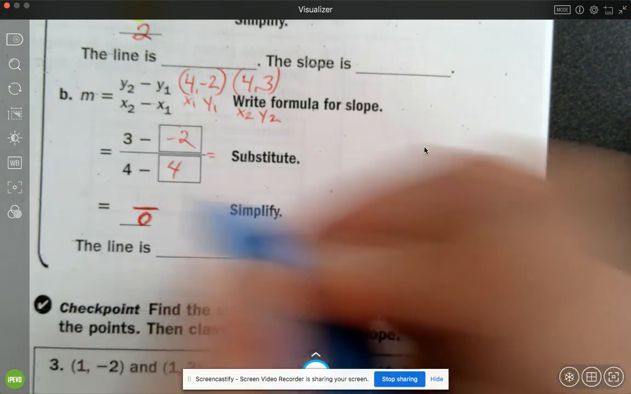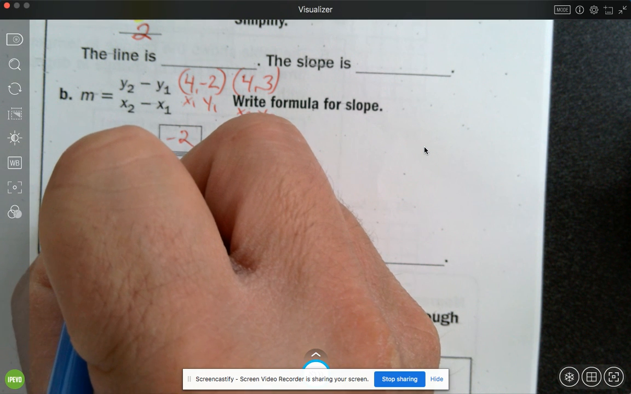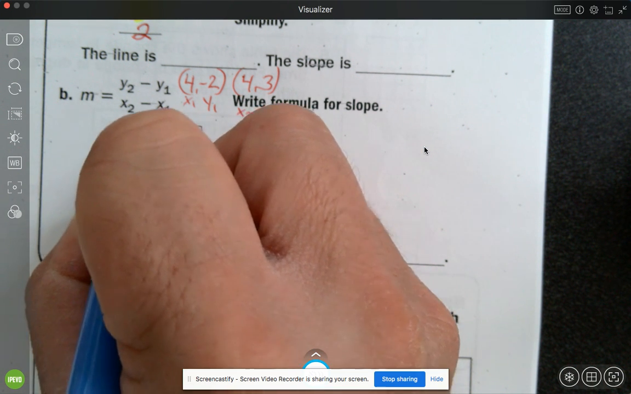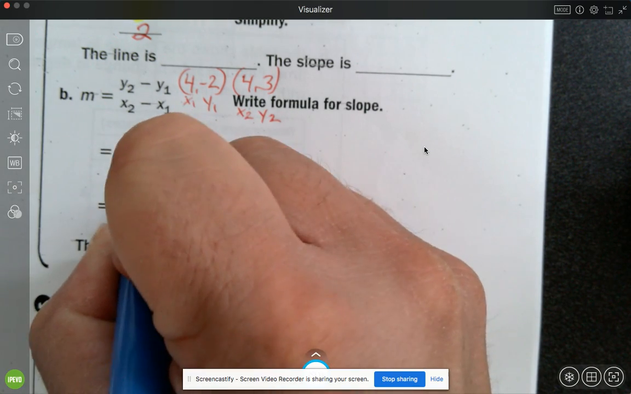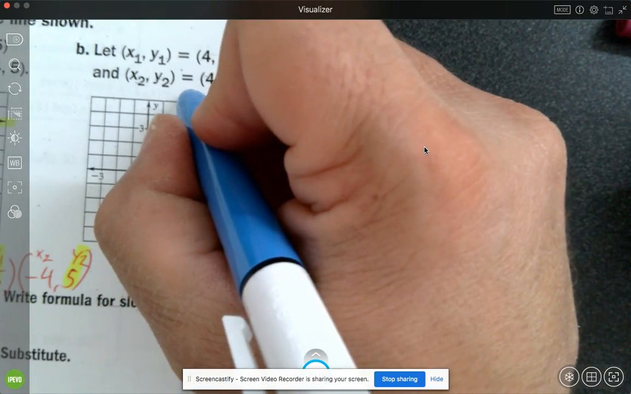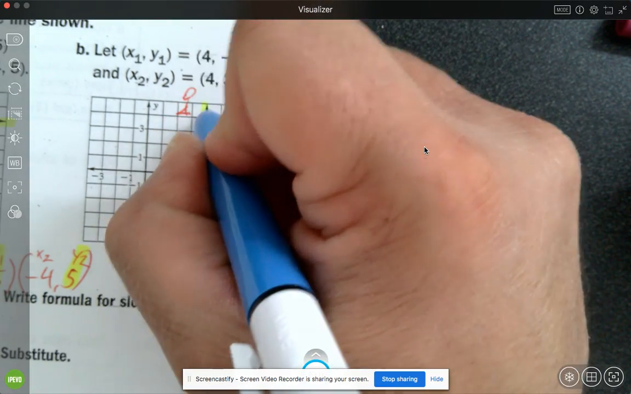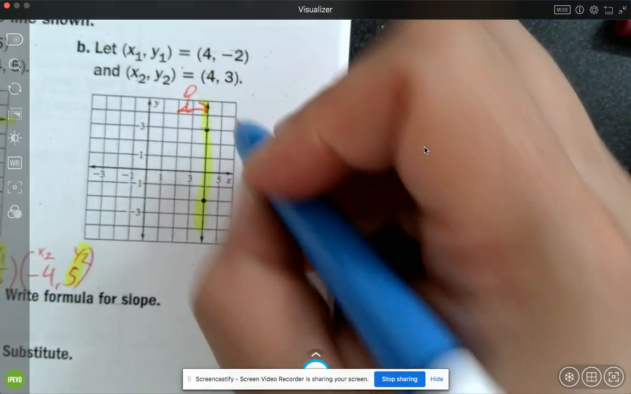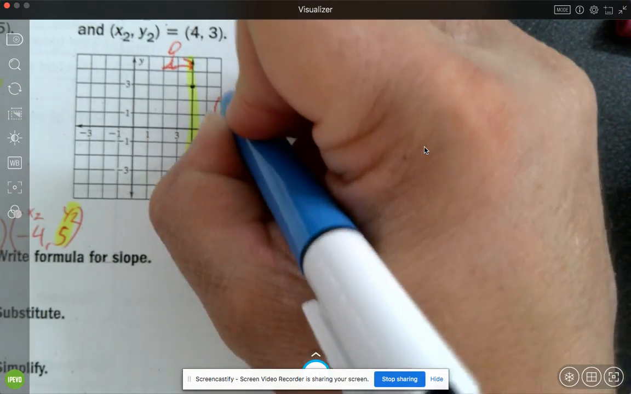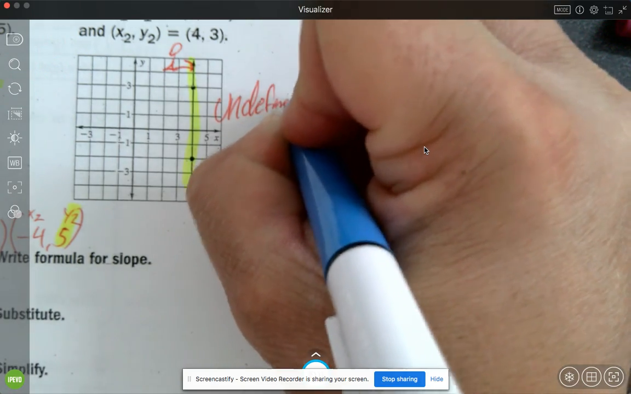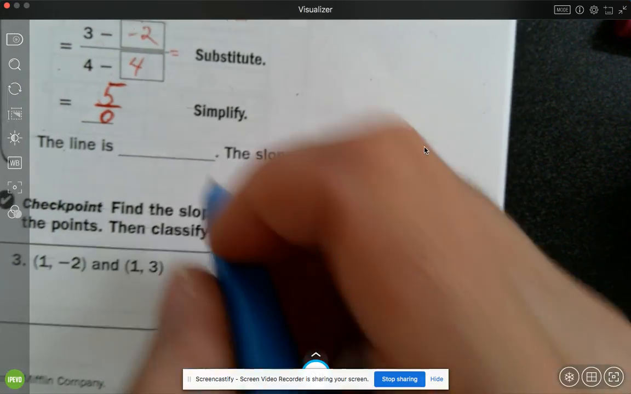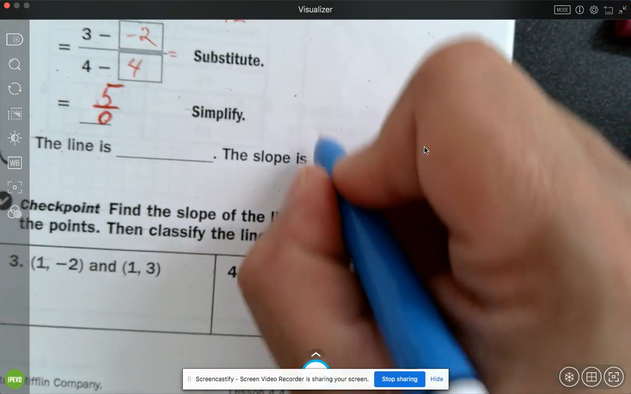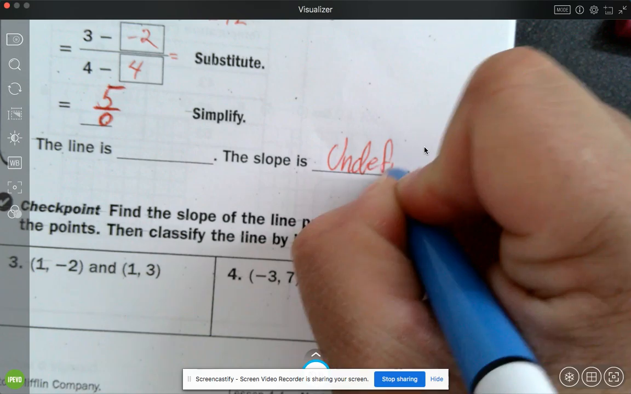Sorry, just make sure you know that with the denominator. But my y change from up to down is 3 minus, it's positive 5. Okay? So if we had Slope Dude here doing his thing, and he hits this part of his thing, then we're going to swear and curse. We're going to say undefined. Okay? So that is undefined. When you simplify this all the way, the slope is undefined.